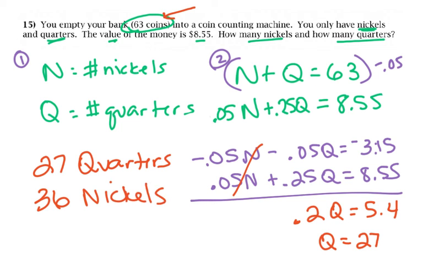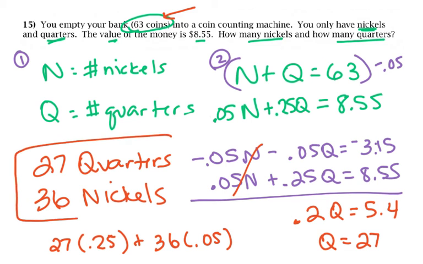Now if you check this, do 27 times 0.25, that's how much your quarters are worth, and do 36 times 0.05, that's how much your nickels are worth. That should be equal to $8.55. And so this is your answer. So that's the third thing that you need to do.